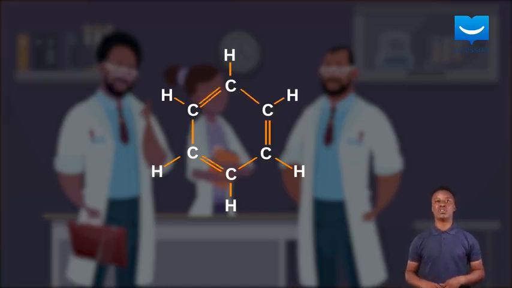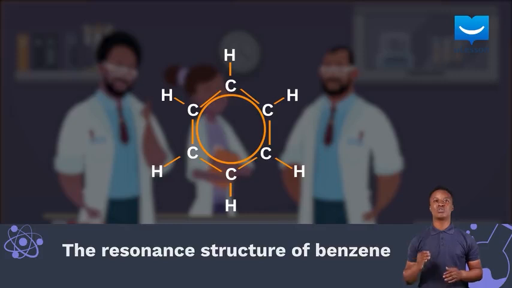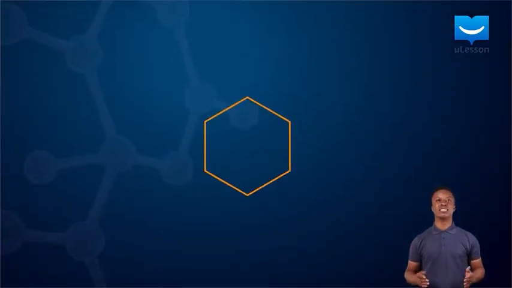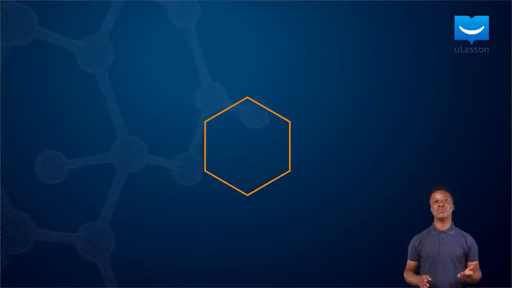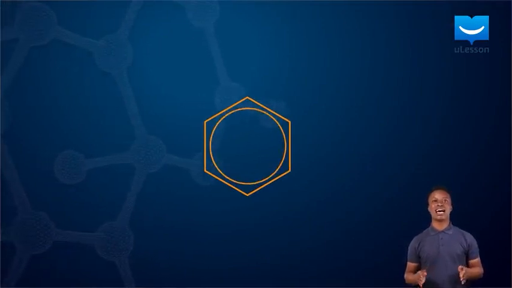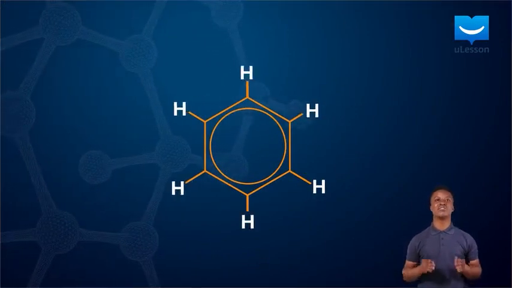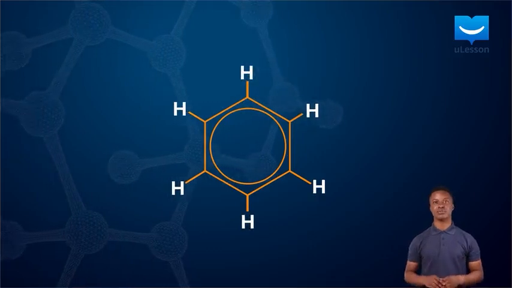This accurate structure, in which the electrons making up the double bonds in benzene are constantly moving amongst the carbon atoms and are not restricted or localized between any two carbon atoms, is called the resonance structure of benzene. The resonance structure of benzene can be represented by a hexagon with a ring inside it and hydrogen atoms sticking out of the vertices of the hexagon.